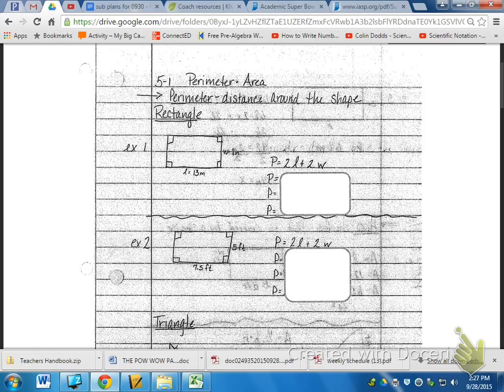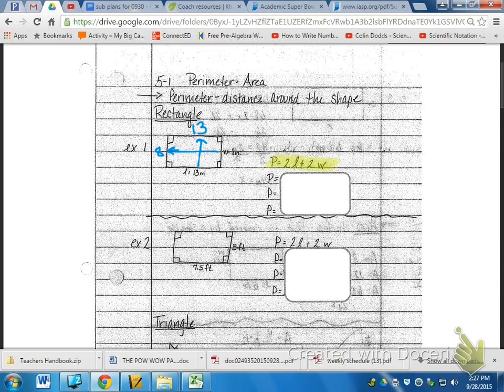One thing about a rectangle, the opposite sides are the same. So in example 1, it says the length is 13 meters, so you know if it's 13 on the bottom, then it's also 13 on the opposite side. And the width, it says that it's 8, so that means that it's the same over here on the left. That's why the formula for perimeter of a rectangle is 2 lengths plus 2 widths.